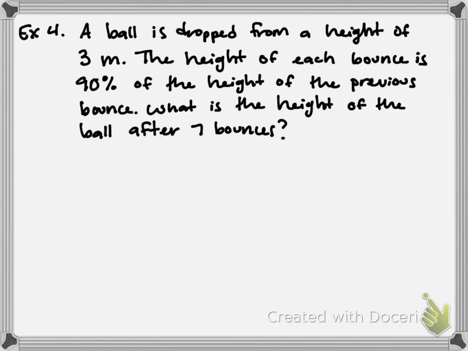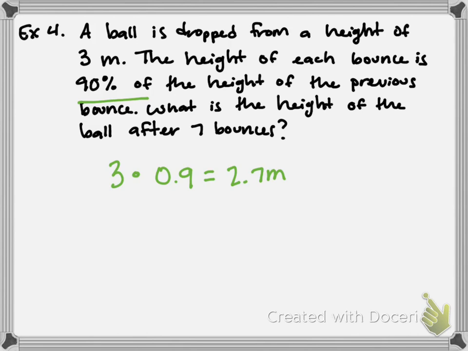Alright, example 4. A ball is dropped from a height of 3 meters. The height of each bounce is 90% of the height of the previous bounce. What is the height of the ball after 7 bounces? Okay, so we have to think about how we would find our ratio and our first term here. So we dropped it from 3 meters, and the first bounce is going to be my 3 meters times the height, which is 90% of the height of the previous bounce. So 3 times 90%, which would be 2.7 meters.